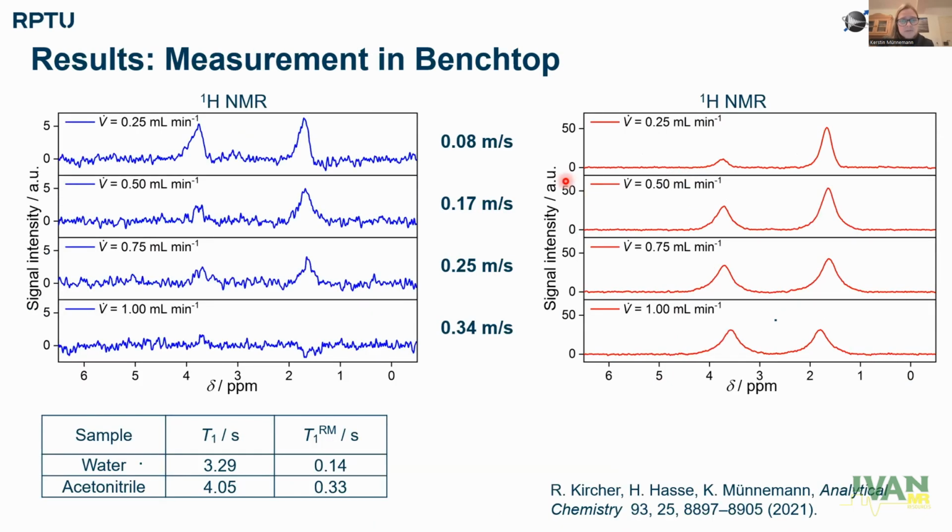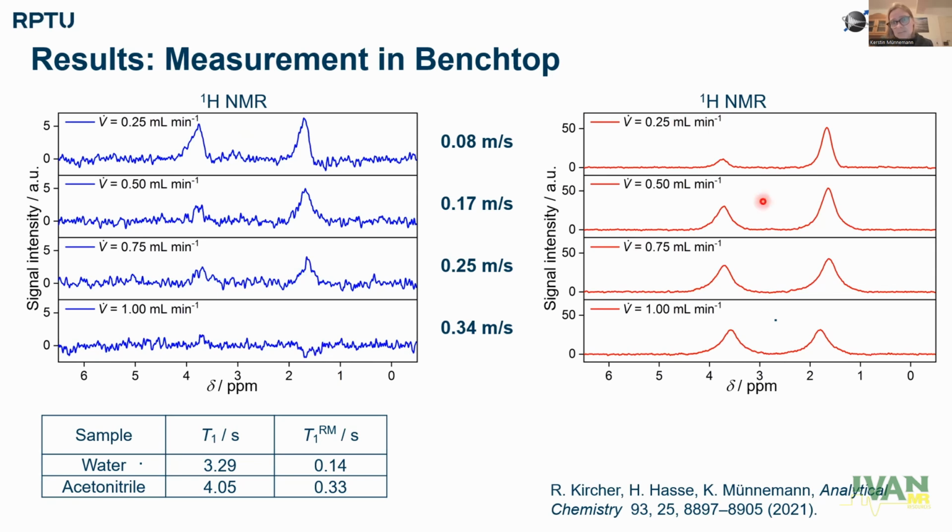Okay, now we have everything in place, and we can see what we get if we do a simple experiment on a mixture of acetonitrile and water. And here's what you get if you just let the mixture flow through your benchtop NMR spectrometer. So that's all thermally polarized, and you see the peak of water and the peak of acetonitrile, and you see they are gone if you increase the flow velocity.